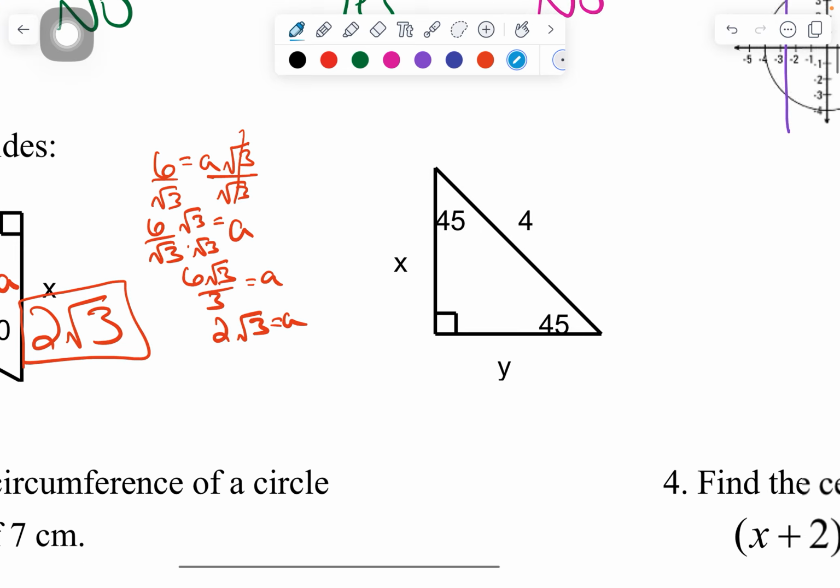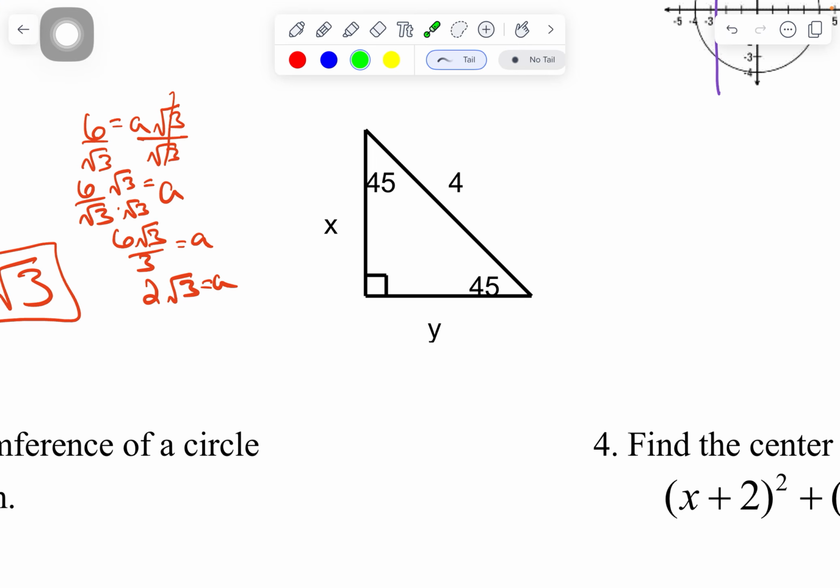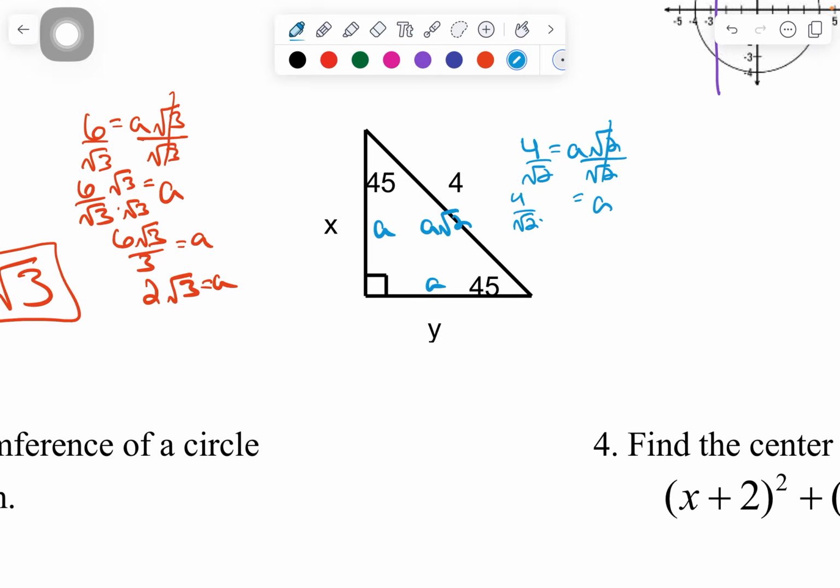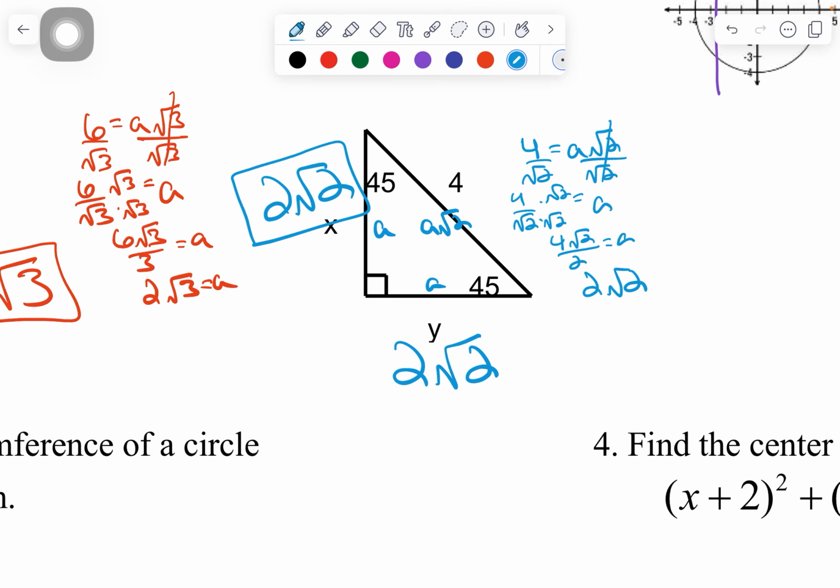All right, moving right along. Again, this is already labeled X and all the other things, so I'll go ahead and use A for this one. So A root 2 for a 45, 45. And we got to go through the same process here. We have 4, which is equal to A root 2. So 4 equals A root 2. Divide both sides by root 2. So we're going to have to rationalize this. 4 over root 2 times root 2 top and bottom. So 4 root 2 over 2, which is 2 root 2. So this side is 2 root 2, and X is also 2 root 2.